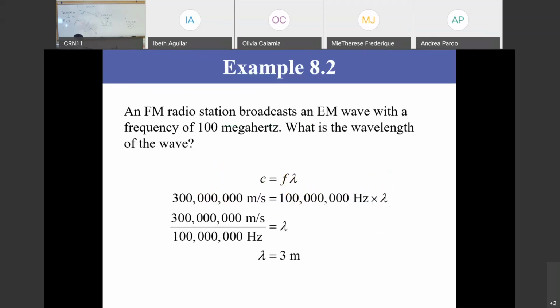The equation that we did back in mechanical waves in chapter 6 still holds. The speed of the wave is equal to lambda times frequency. But you already know the speed of light. So if I give you any frequency or any wavelength, you can get the wavelength or frequency in meters, of course. For example, of an FM radio.